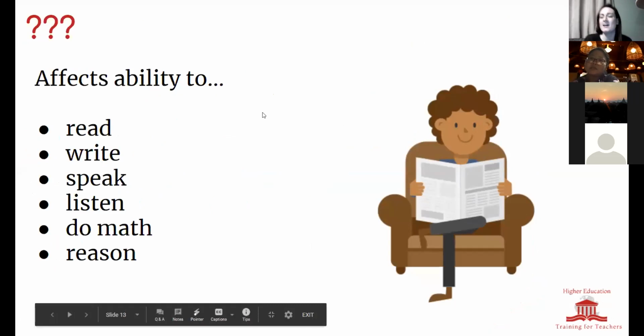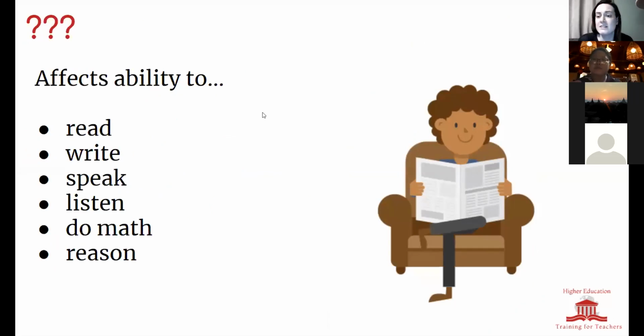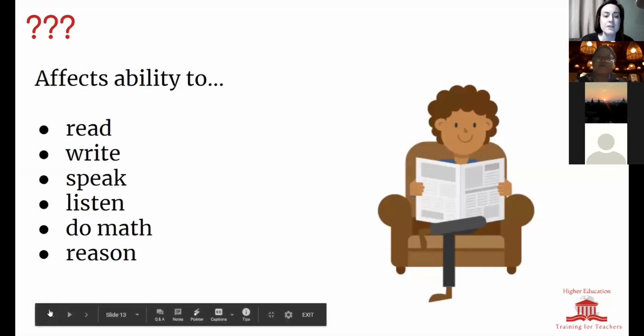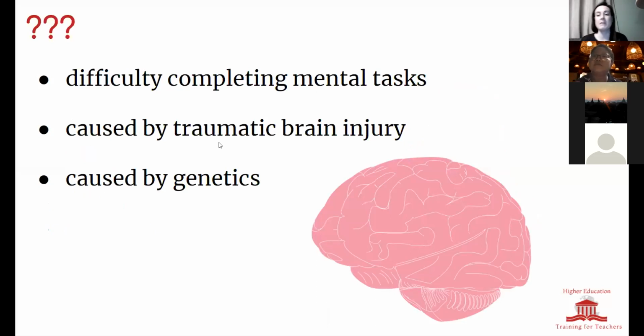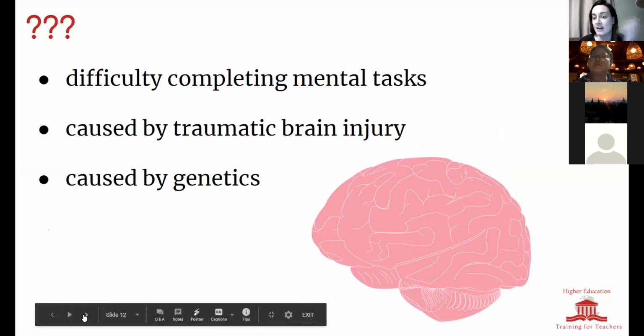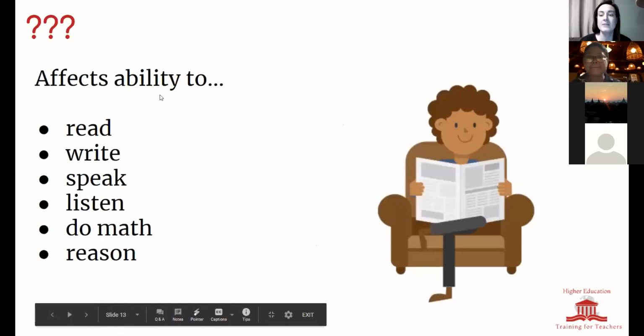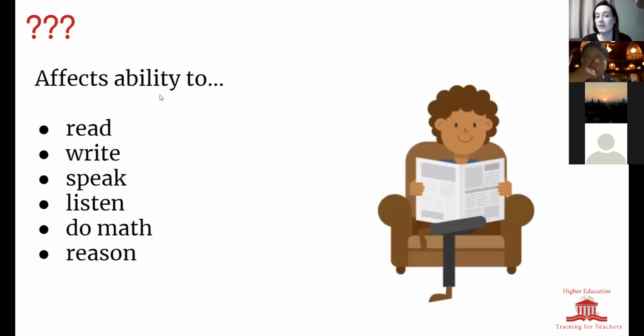So this could fall under a mental disability, but it's specific to learning. It might affect the person overall. It might be a brain injury. It might be caused by genetics, as it says, like Down syndrome. But this is very much specific to learning. They might have troubles with reading, writing, speaking, listening, doing math, reasoning. So they may not look like or act like they have a disability, but they might struggle with learning.